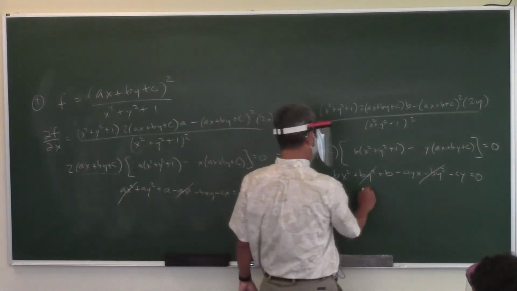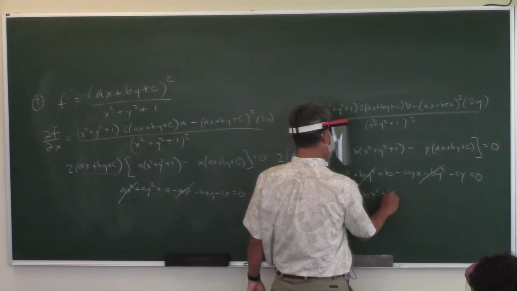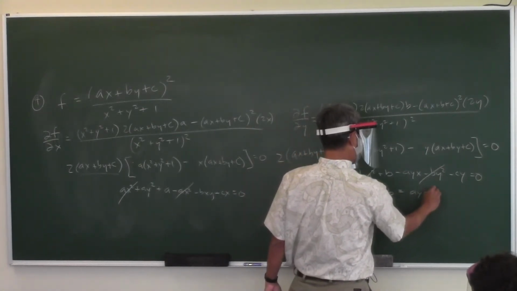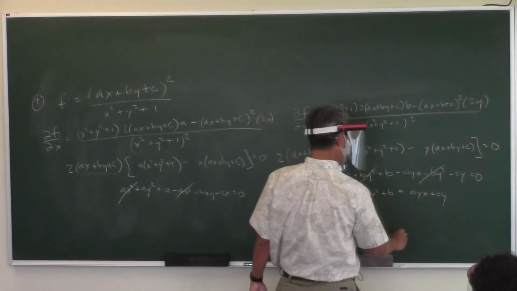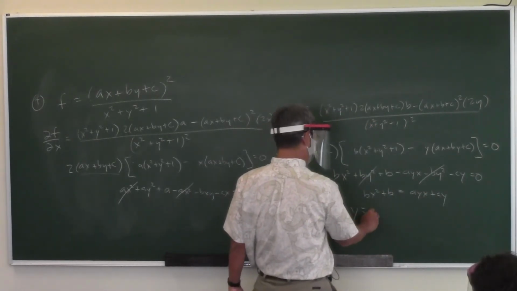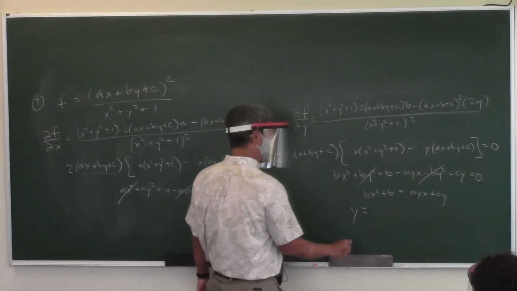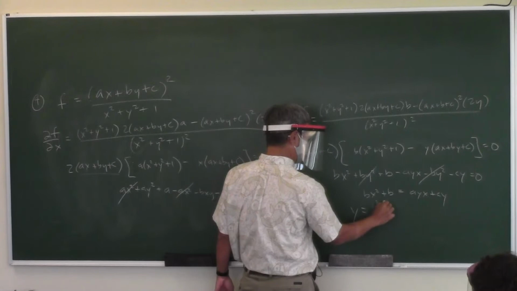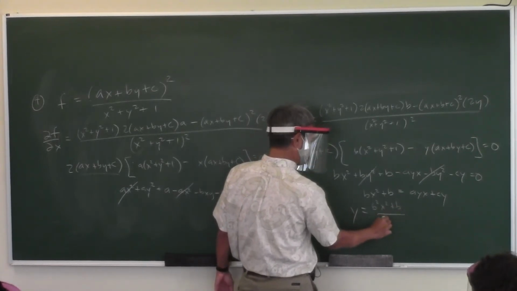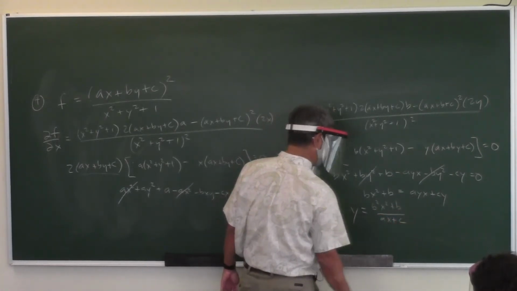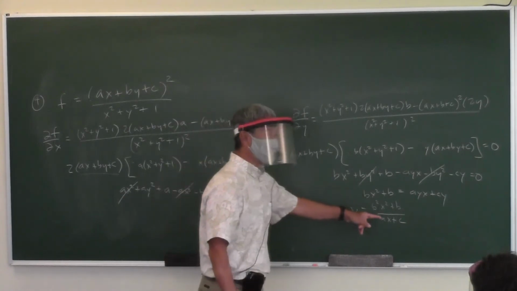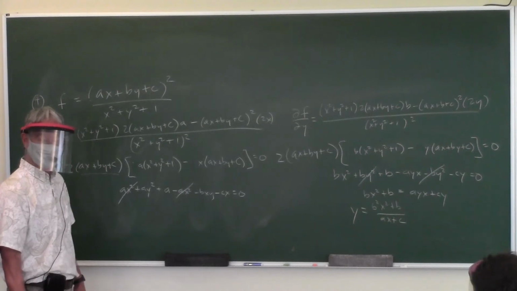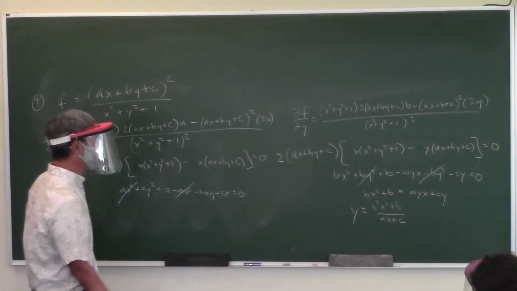So bx squared plus b is equal to ayx plus cy. So therefore, y equals bx squared plus b over ax plus c. Take that and plug it in here. And we're going to square it. It's just bx squared, right? Oh, yeah, bx squared.